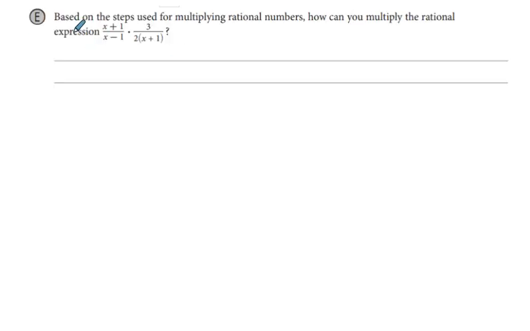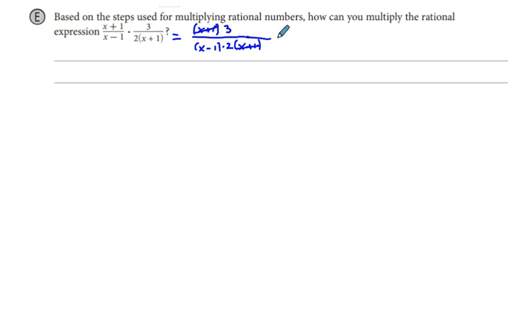Now we base the steps on what we use for multiplying rational numbers. How can you multiply the rational expression they give right here? I'm going to abbreviate it. In the numerator you have a multiplication between two terms, so you can take the first one, quantity x plus 1, times 3. And down in the denominator we have quantity x minus 1 times 2, quantity x plus 1. So you clearly have an x plus 1 in the numerator and in the denominator.